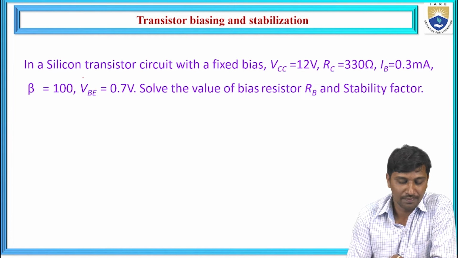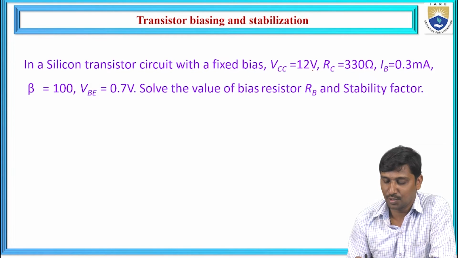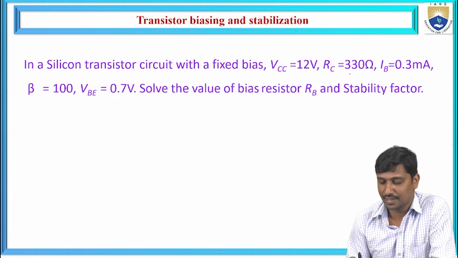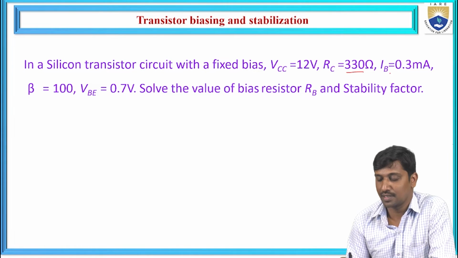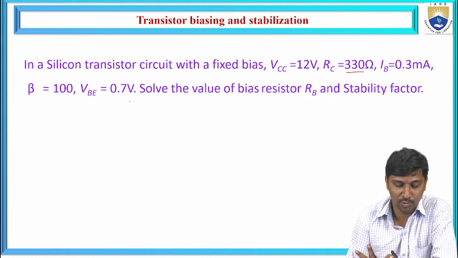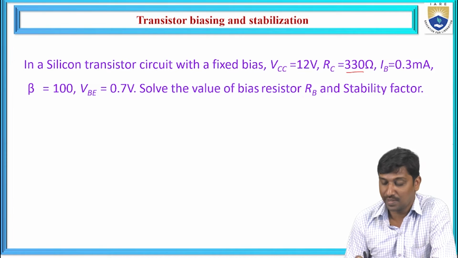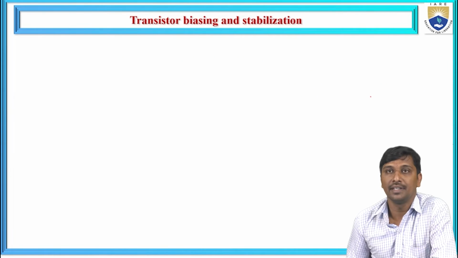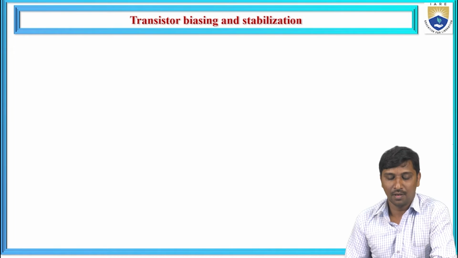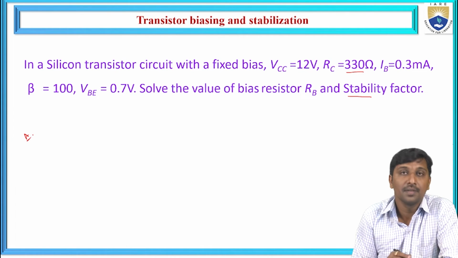Now see another question. In a silicon transistor circuit with a fixed bias, VCC is 12 volts, RC, the collector resistance, is 330 ohms, IB is 0.3 milliamperes, beta is 100, and VBE is 0.7 volts. Solve for the value of bias resistor RB and the stability factor. So for this case, first you draw the circuit to attempt this one.